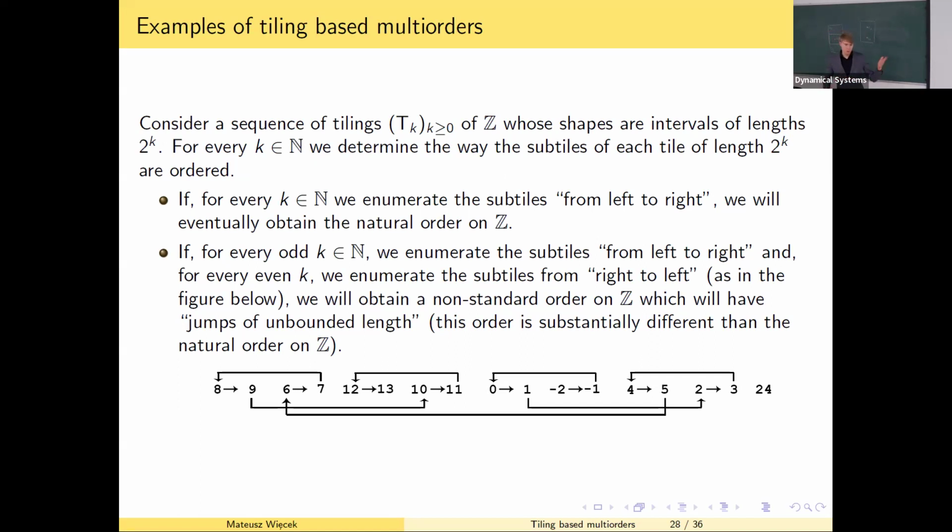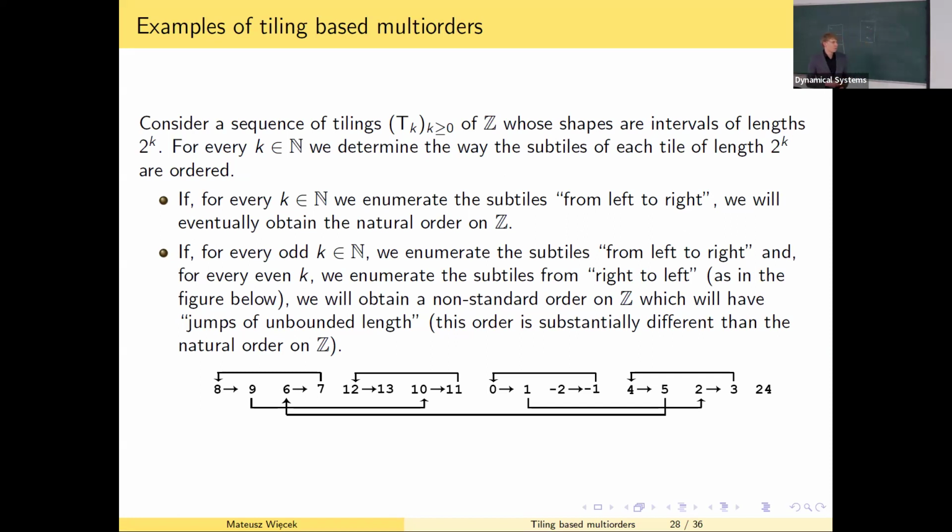And one of the previous theorems shows that if we have positive entropy, then there exist asymptotic pairs with respect to such orders. Maybe not exactly for this one, because we have such a guarantee only with probability 1, but for orders of this type. And as you see, the multi-order which we obtain depends only on the way we order the subtiles in this manner.